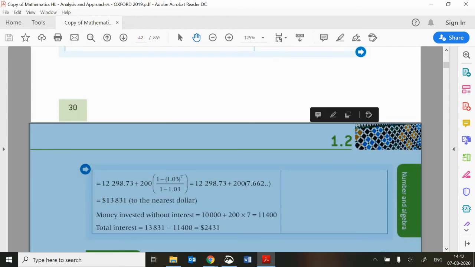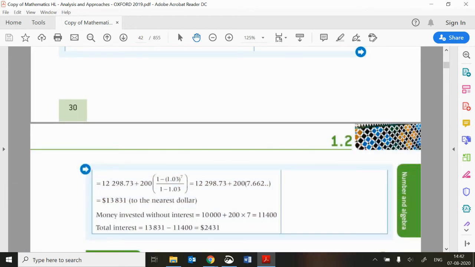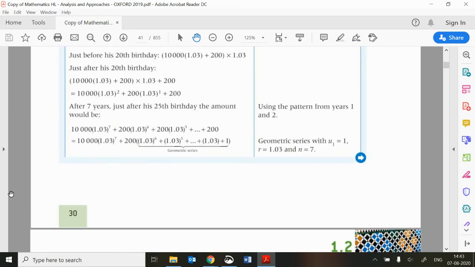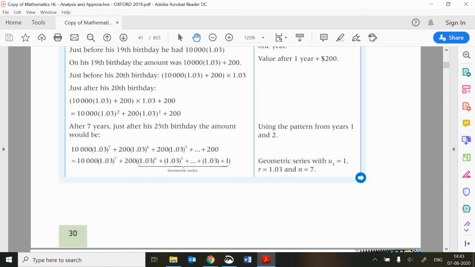Yeah, they've kind of done it in the same way. You can see that when we've got down here, they've got 12,298.73. That comes from 10,000 times 1.03 to the power of 7. So they've separated that out. I don't particularly like the way they've started this. If you read just where it says just after his 20th birthday, they've tried to put that in maths. I think that's quite difficult to read without explanation. So sometimes reading maths is really difficult without thinking about it yourself first and trying to construct it yourself.